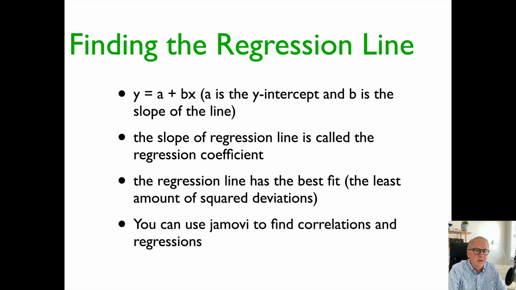To do this, we can use Jamovi, SPSS, or whatever else to find regression lines. And Jamovi will precisely tell you what the best line is and give you that slope and that y-intercept, that regression coefficient and y-intercept. Let me show you how.